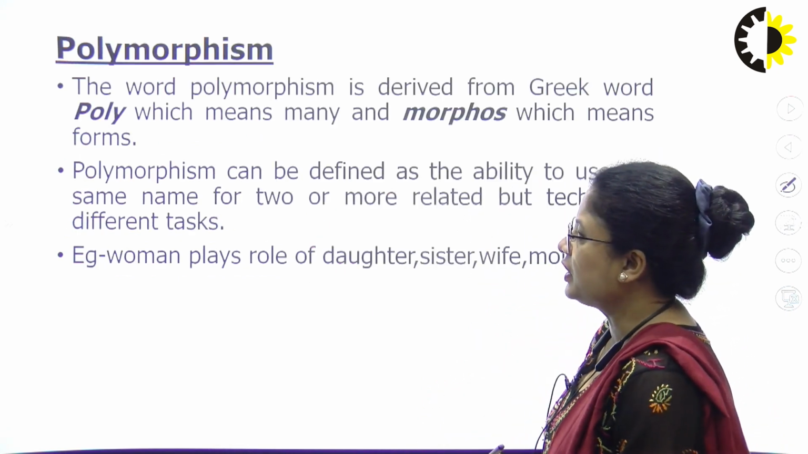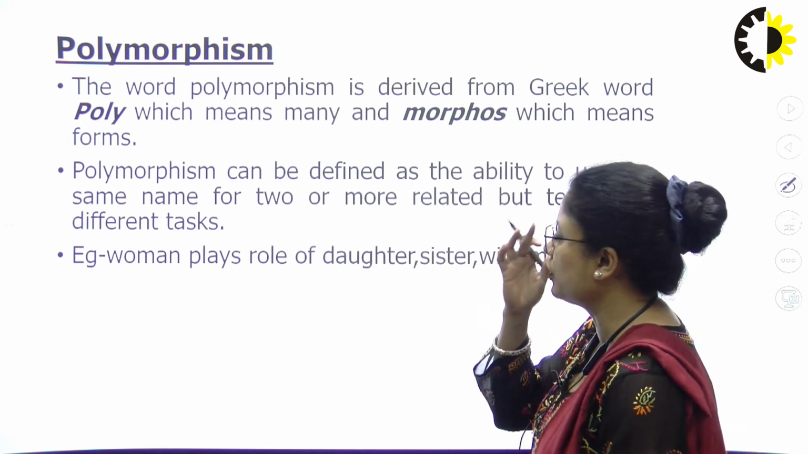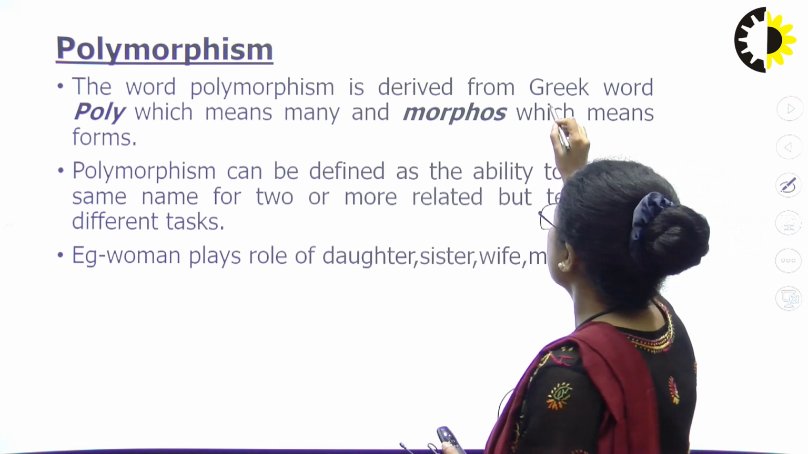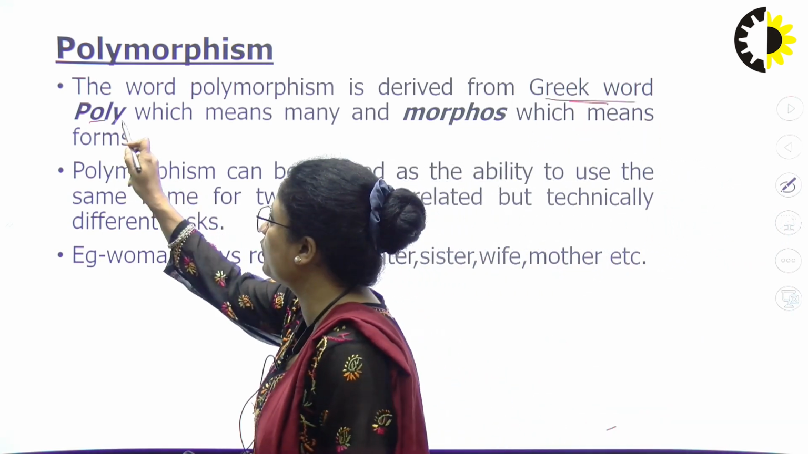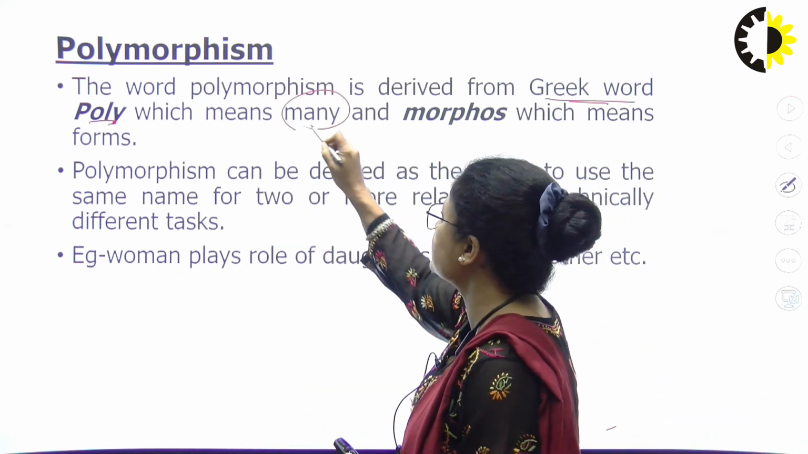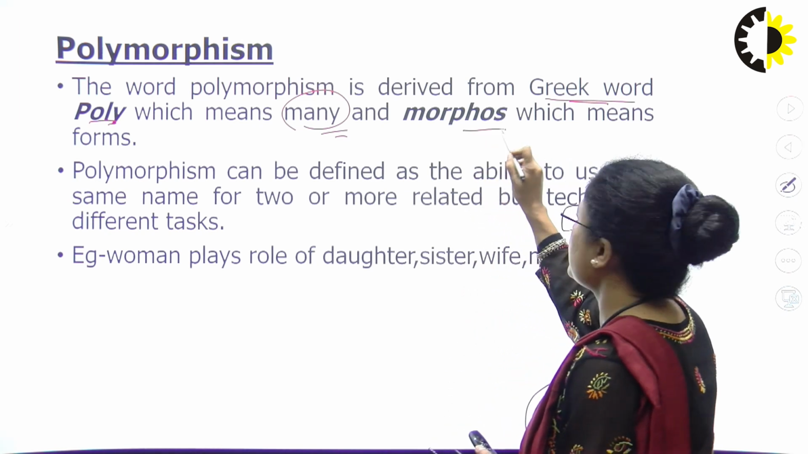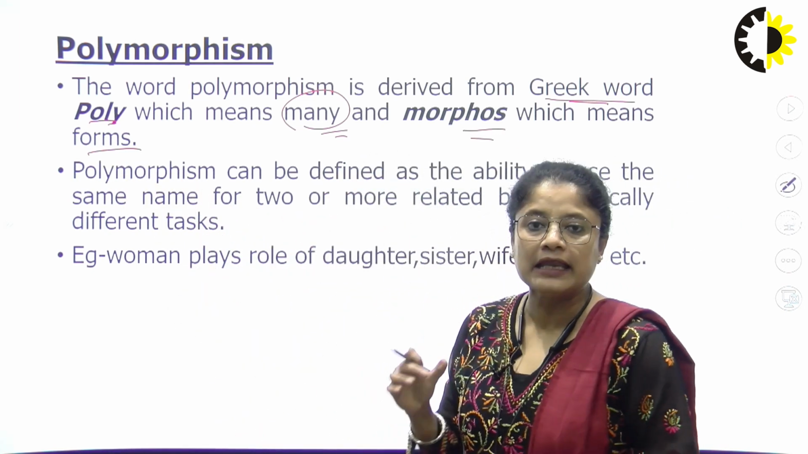Let us first start with the definition of polymorphism. What is polymorphism? The word polymorphism is derived from the Greek words poly and morphos. Poly means many, and morphos means forms. So polymorphism in Greek means many forms.